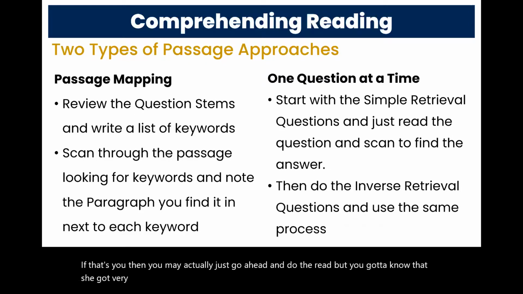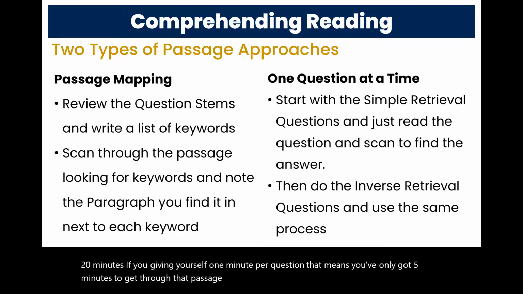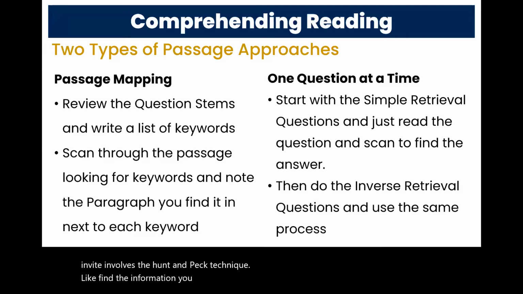You're going to be answering like 13 to 15 questions in a passage in 20 minutes. If you've given yourself 1 minute per question, that means you've only got 5 minutes to get through that passage. And I find that most of the passages are far too long to actually get a good solid read in 5 minutes. So you want to work on a technique that usually involves the hunt and peck technique. Like find the information you need, don't read it all, just read that region, read that paragraph for that question.